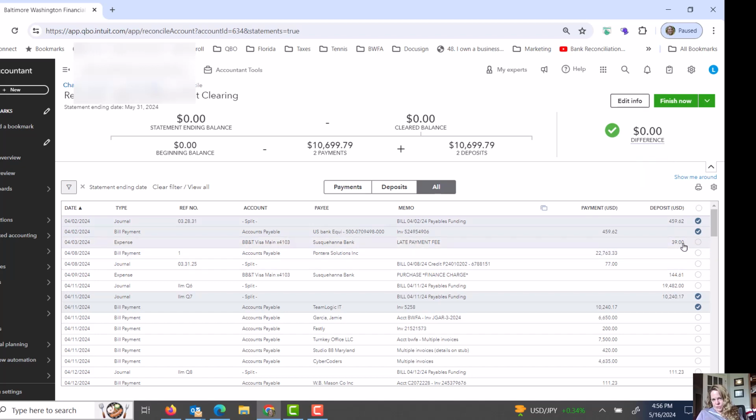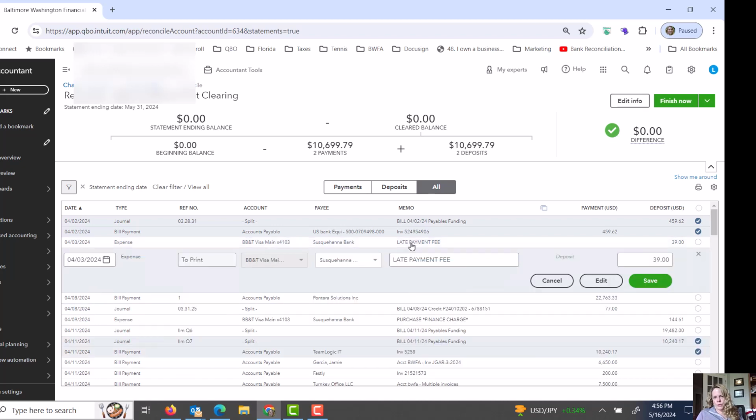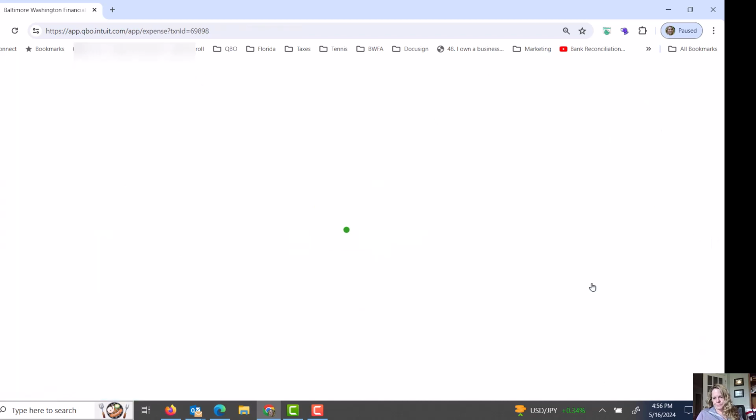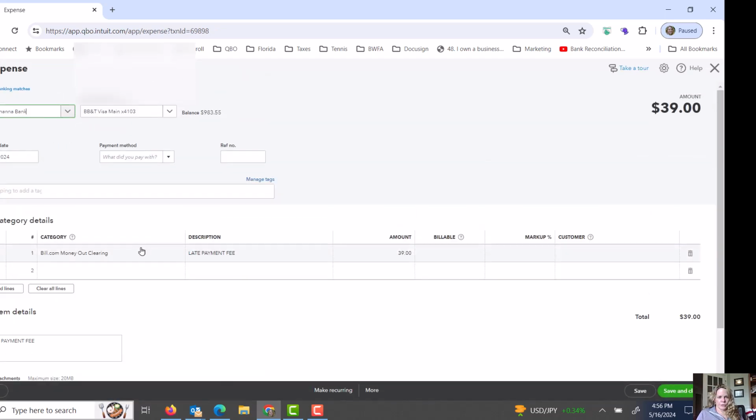Now we're seeing some interesting things. A late payment fee for this particular bank. That is a misposting. There's no late payment fee that should be posting directly to this account. So we need to open this transaction, look at it, and see what's been misposted.